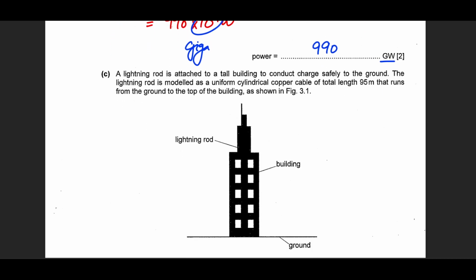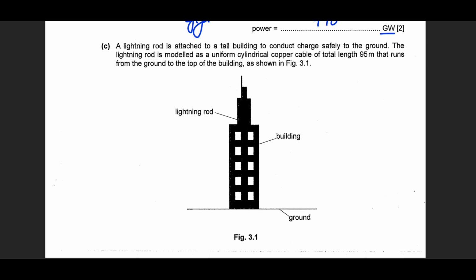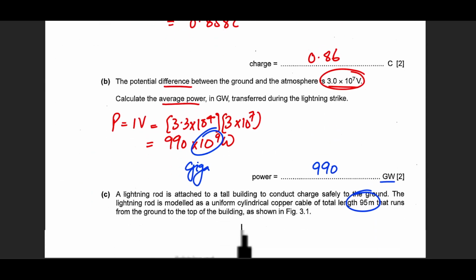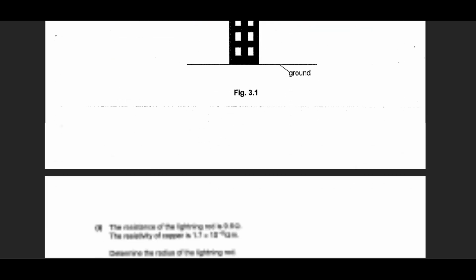All right. The next question, he says that the lightning rod is connecting with a length of 95 meters. Okay, fine. In the next question, he says, determine the radius of the lightning rod. The resistance is given to you. The resistivity is given to you. So the formula is resistance is equal to rho L over A. The resistance is 9.6 ohm. The resistivity is given as 1.7 times 10 raised to power minus 8. The length is 95 meters as given in the previous part.